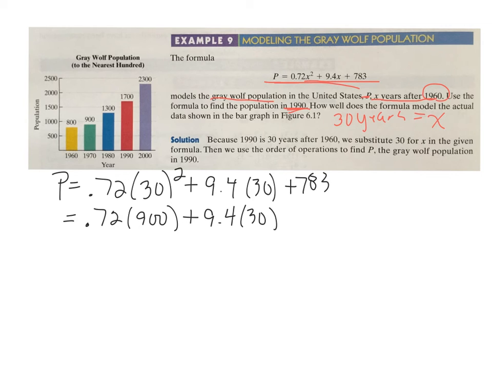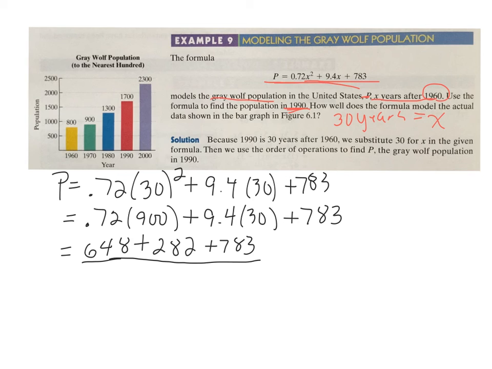And here you could have gone ahead and put that in your calculator as well, but I know I've got to show some work in the next step, so I'll just do it all. So 0.72 times 900 is 648 plus 9.4 times 30 is 282 plus 783. And then just put this all in your calculator. 648 plus 282 plus 783 is 1,713. So the population of the gray wolves in the United States in 1990 is 1,713.